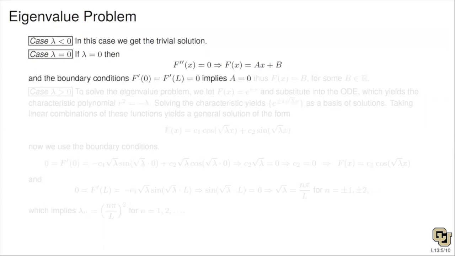And so the boundary conditions, when I take f prime, the ax plus b part becomes just a, the b disappears. And then when I set it equal to 0, you get a is 0.